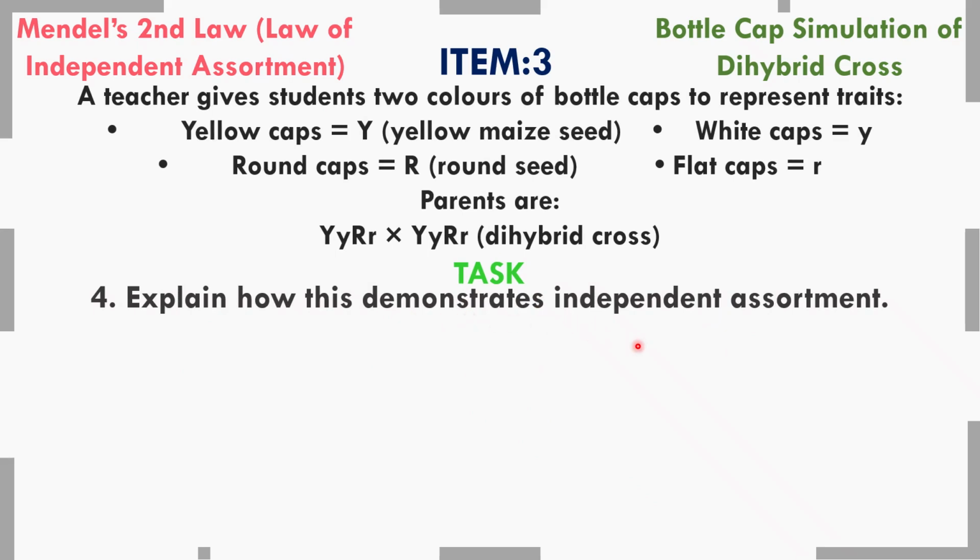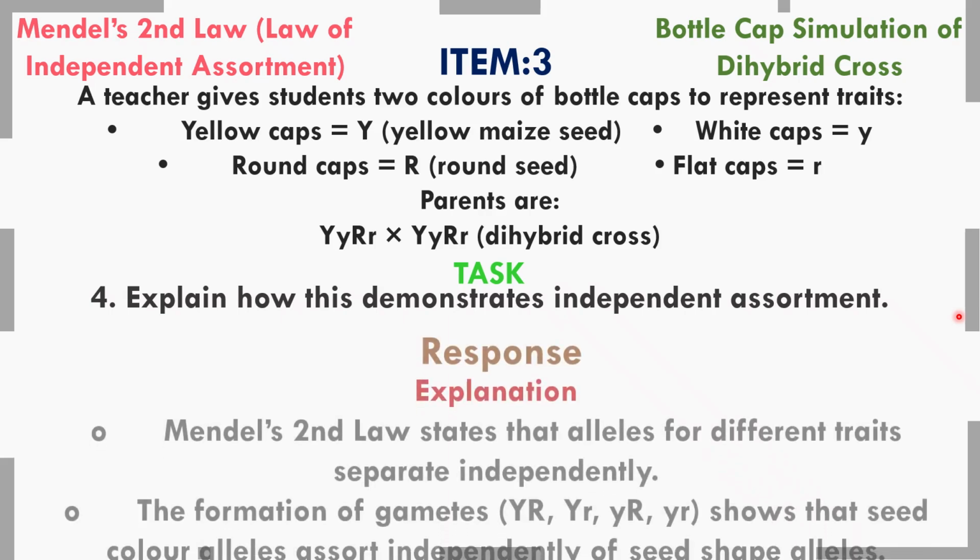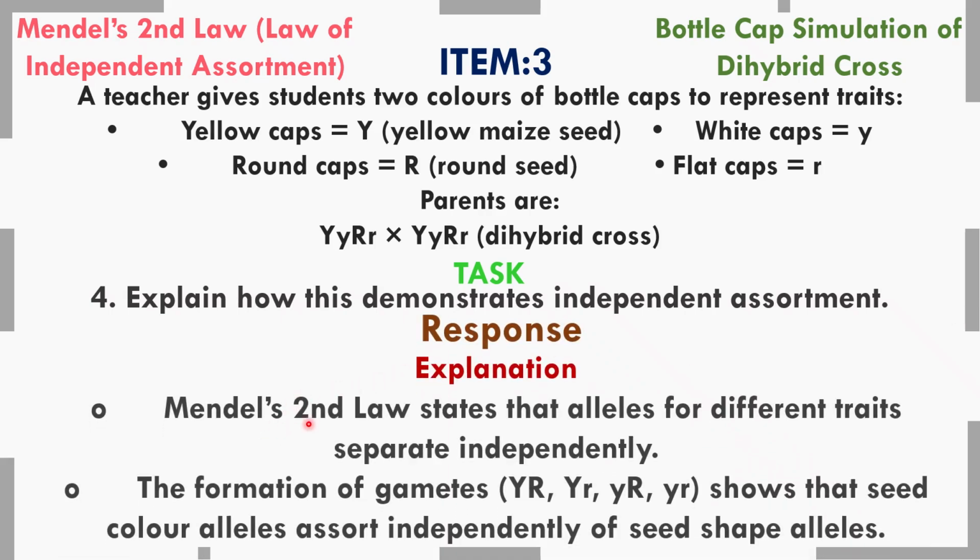Explain how this demonstrates independent assortment. Mendel's second law states that alleles for different traits separate independently. The formation of gametes, capital Y capital R, capital Y small r, small y capital R, small y small r, shows that seed color alleles assort independently of seed shape alleles.